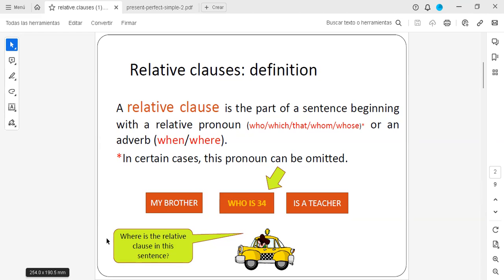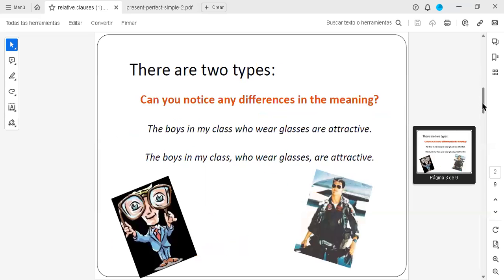So where is the relative clause in this sentence? It's the one holding the pronoun, which is who. Who is 34? My brother, who is 34, is a teacher. Each of these relative pronouns is different depending on what you use: who for people, which for things. That can replace who or which. We're gonna be checking some more examples.